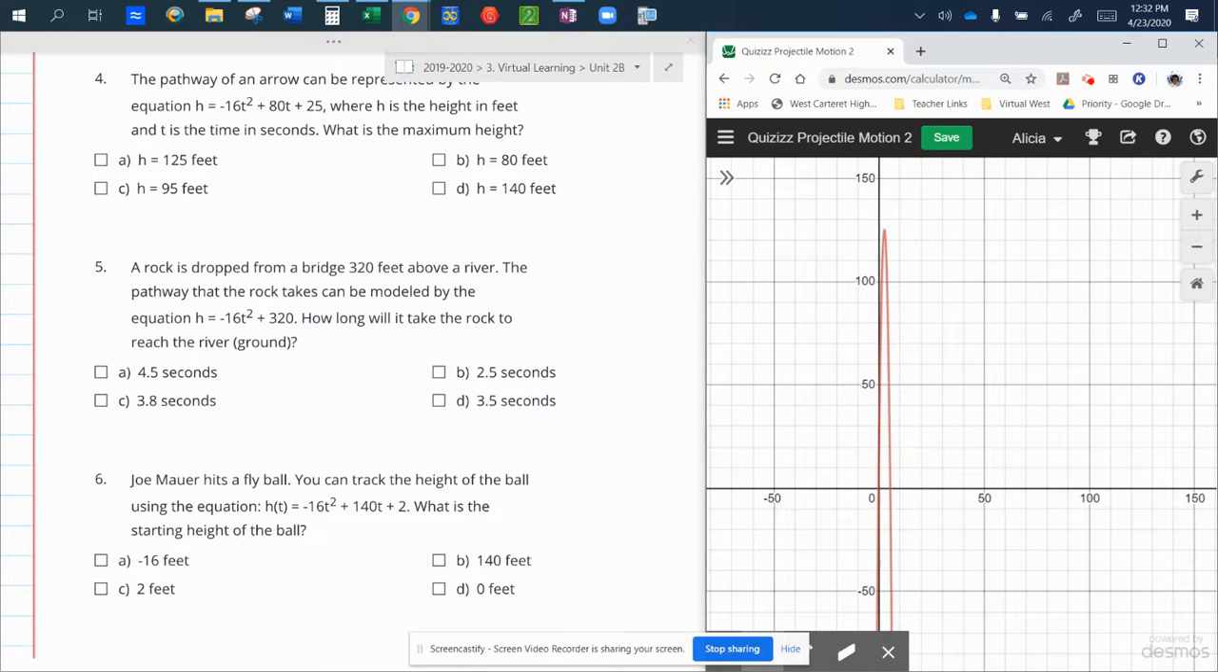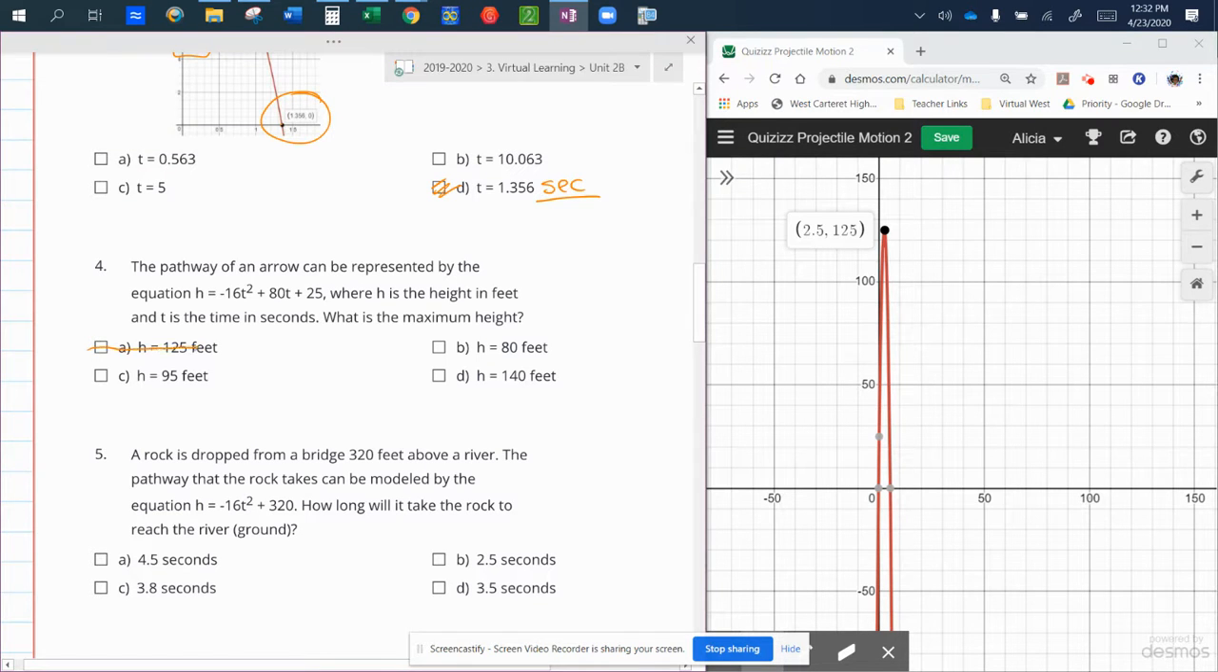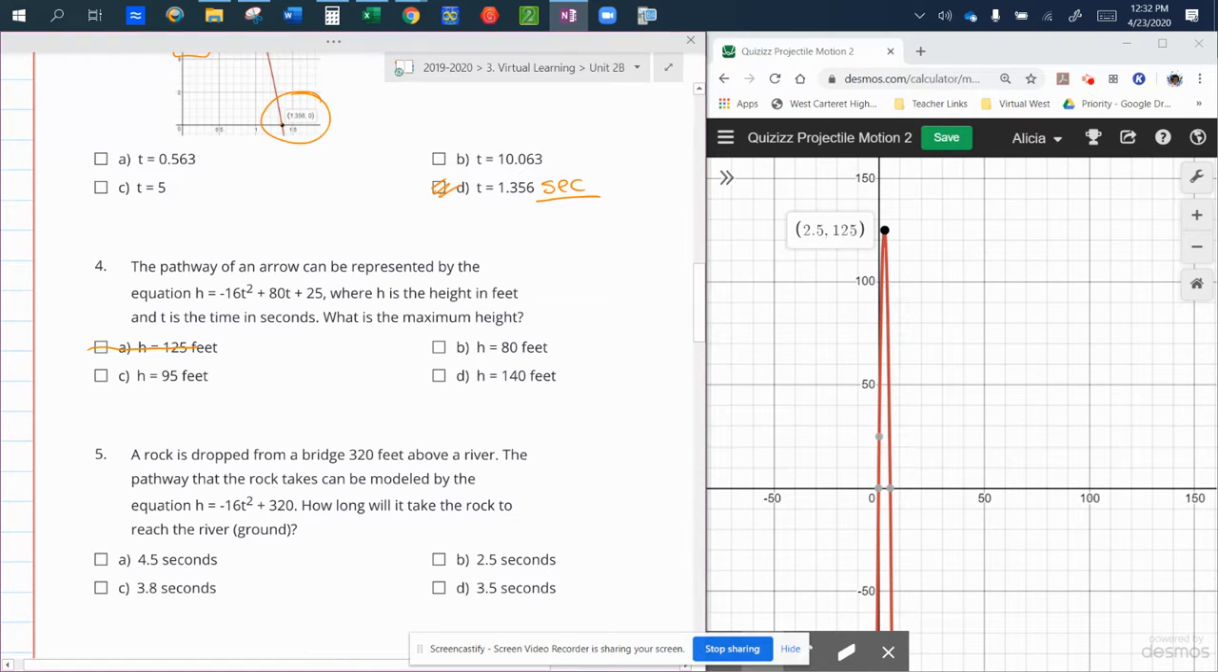There's an easy way for me to see what window is going to make this easier to look at. If I click up here, I see my maximum height is 125. So I can see right away that my answer for number 4 is going to be 125.